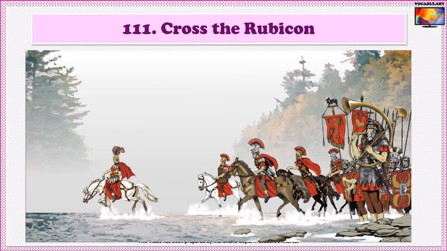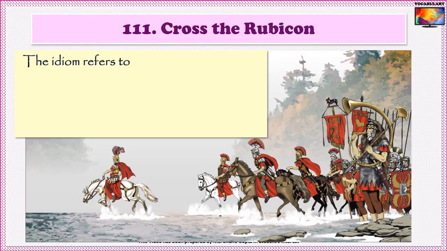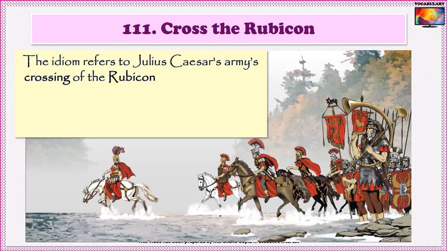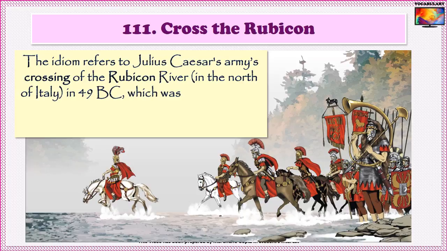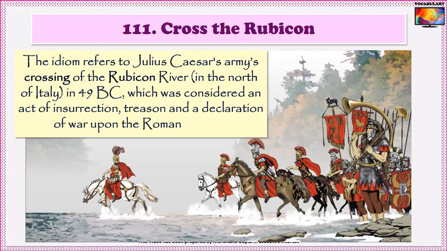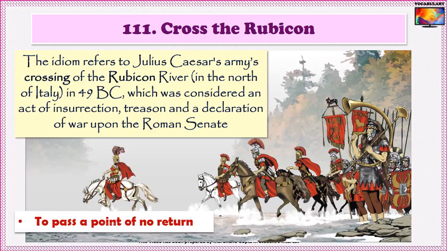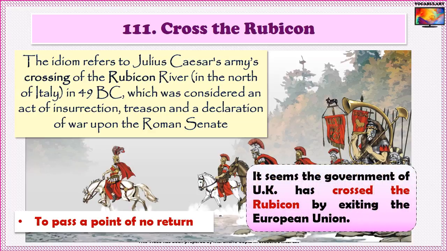Cross the Rubicon. This idiom refers to Julius Caesar's armies crossing of the Rubicon River in the north of Italy in 49 BC, which was considered an act of insurrection, treason, and declaration of war upon the Roman Senate. Thus, to cross the Rubicon means to pass a point of no return. For instance, it seems that the government of UK has crossed the Rubicon by exiting the European Union.